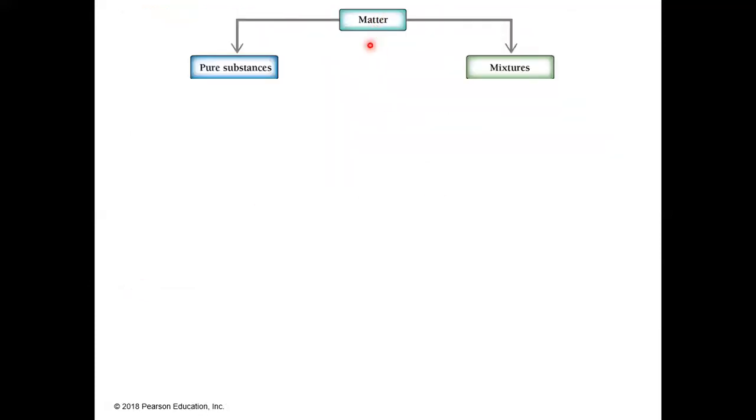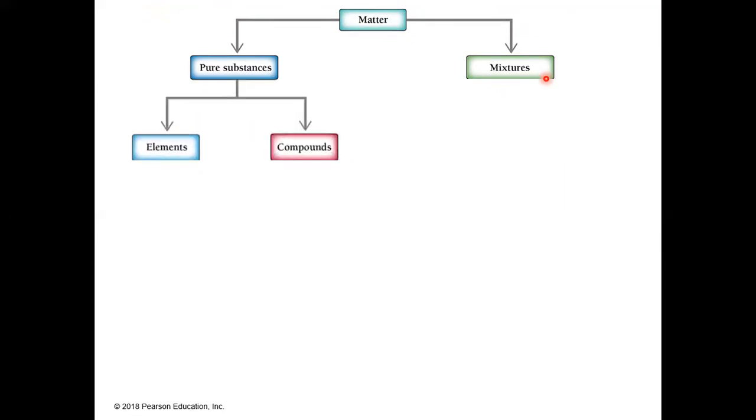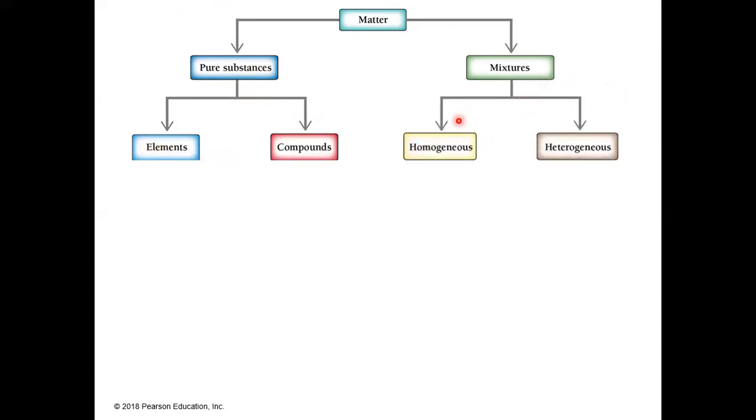We see this diagram is how we classify matter. Any matter you see, such as air, a tree, concrete, or a sidewalk, can be either a pure substance or a mixture. Pure substances can be classified into two types: one is the elements, the other is the compounds. Mixtures can also be classified into two types: one is homogeneous, the other is heterogeneous.